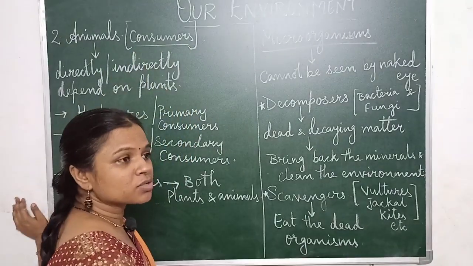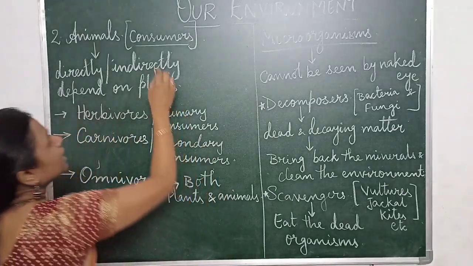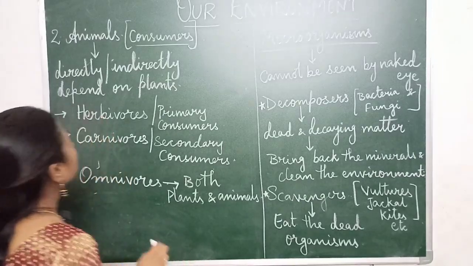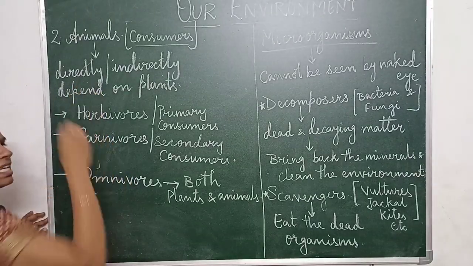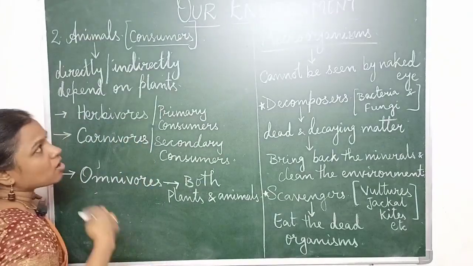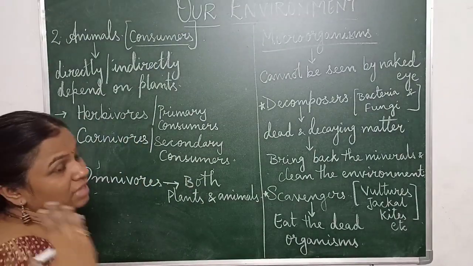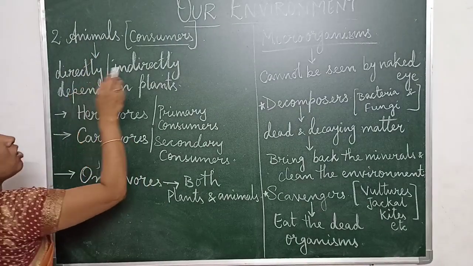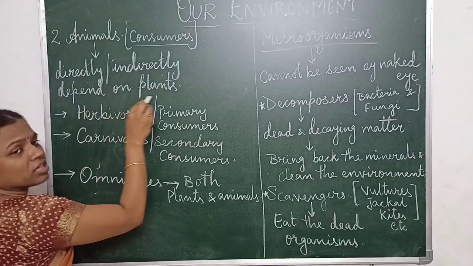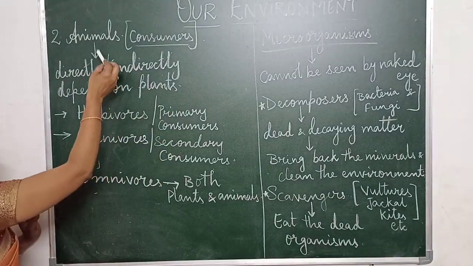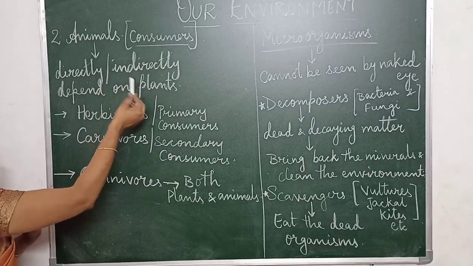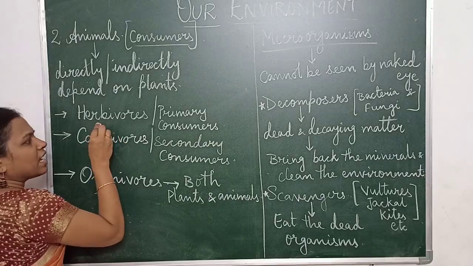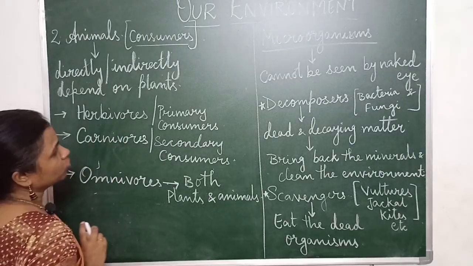Consumers are the organisms which eat. So they cannot prepare their own food. They are not producers like green plants. So all the animals, let it be the tiny organisms or the large-sized organisms, whatever it is, the different types of animals directly or indirectly depend on the plants. Now again, depending on this criteria, the animals can be divided into different categories. These are herbivores, carnivores and omnivores.